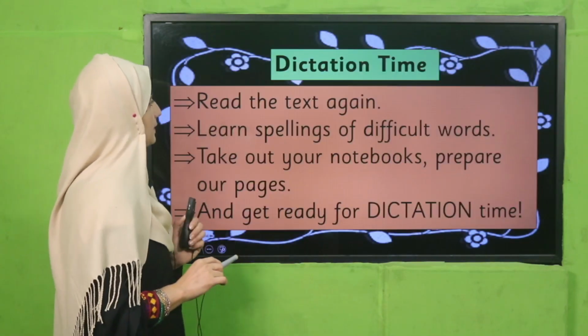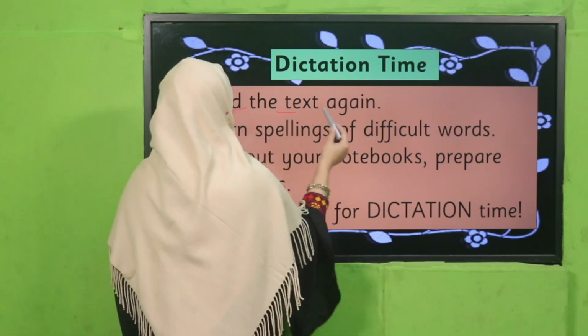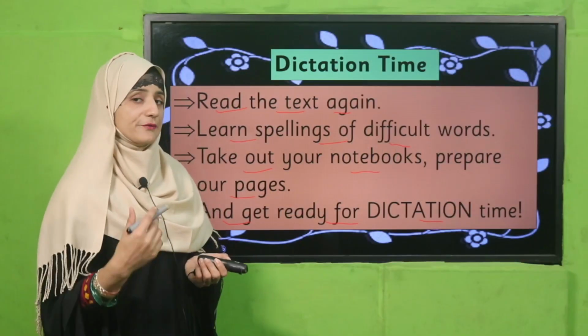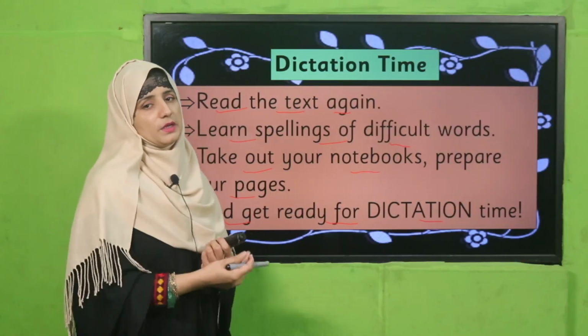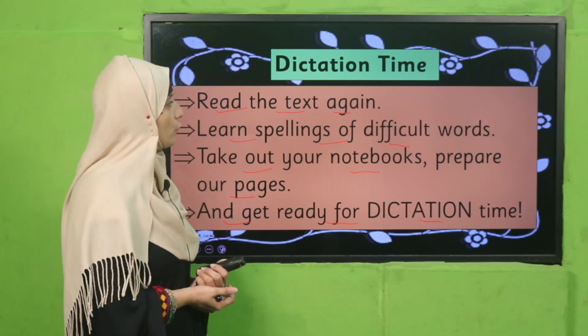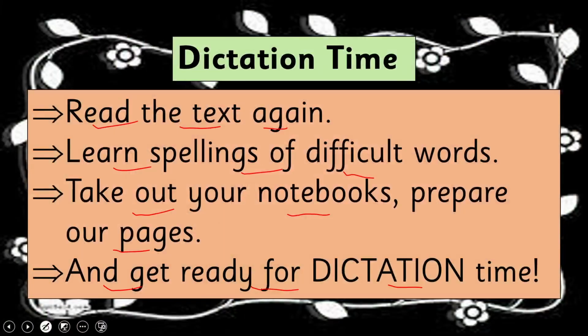Good. Let's see, dictation time. Now what you have to do, my dear students, is read the text again, learn the spellings of difficult words, take out your notebooks, prepare your pages, and get ready for dictation time. My dear teacher, you have to pick a few words and then give them to your students as dictation. So this is an activity for students, and you will do this in your class. So pause the video and do this activity in your class.